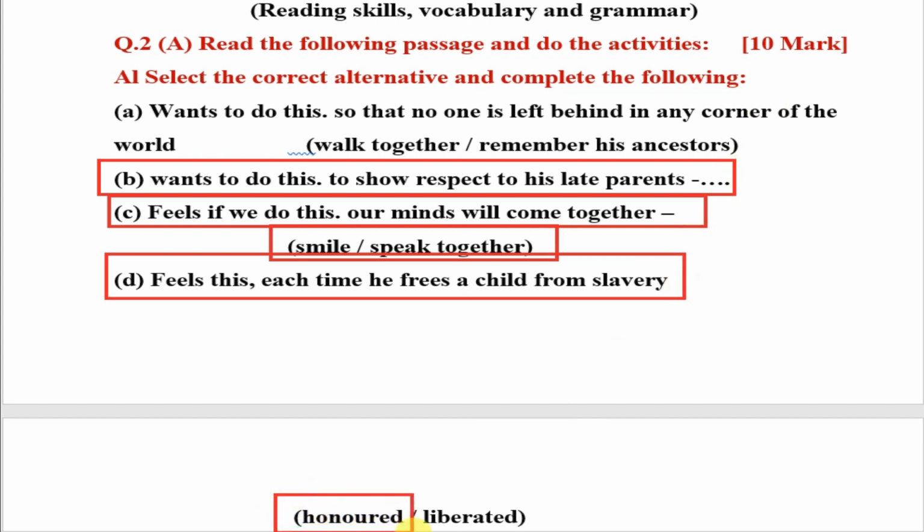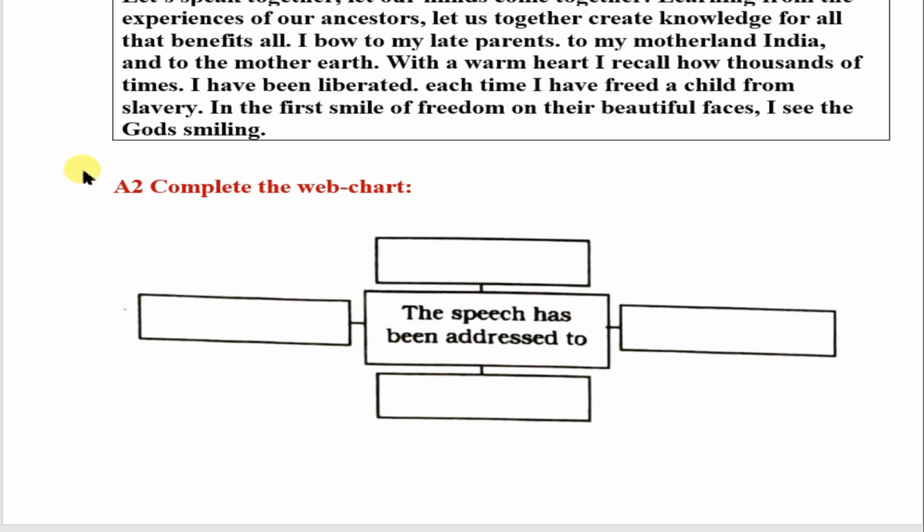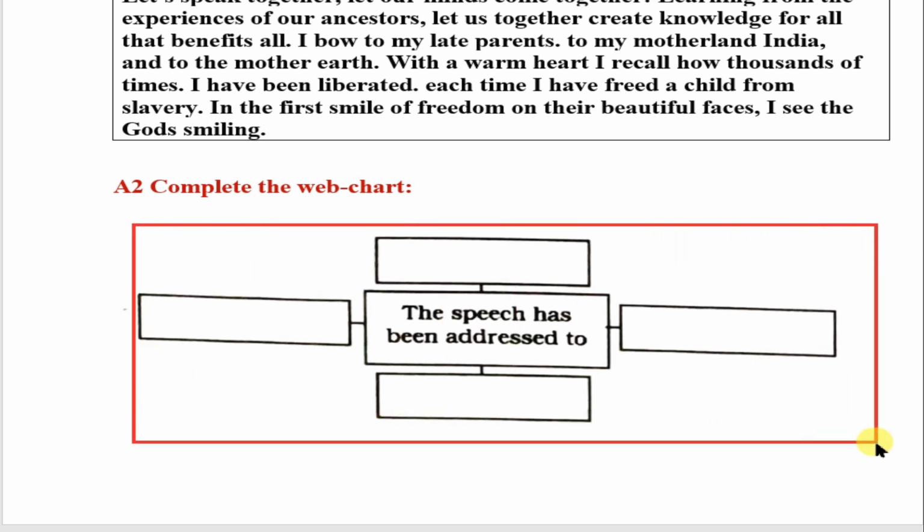D feels this each time he frees a child from slavery, and the words in brackets are honored or liberated. Next activity A2, complete the web chart. The web chart is given, you have to complete it, and in the center the sentence is, the speech has been addressed to. You have to write 4 points here.